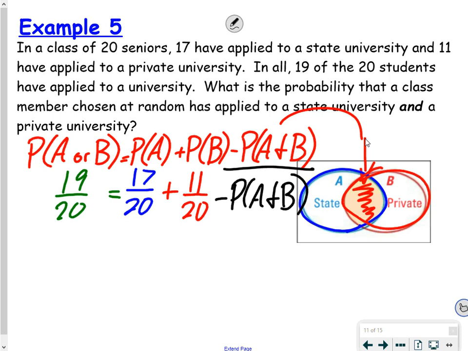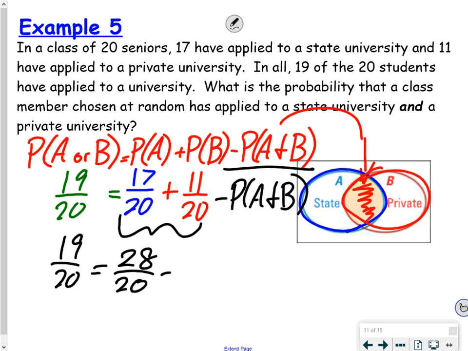This is just a simple algebra example. There are a lot of things we could do to make this a little bit simpler. We can simplify like terms here. If we do that, we'd get 28 out of 20, which obviously would not make sense. That would be saying 28 out of the 20 applied for university. That just doesn't make sense here, and we know it's 19 out of the 20.